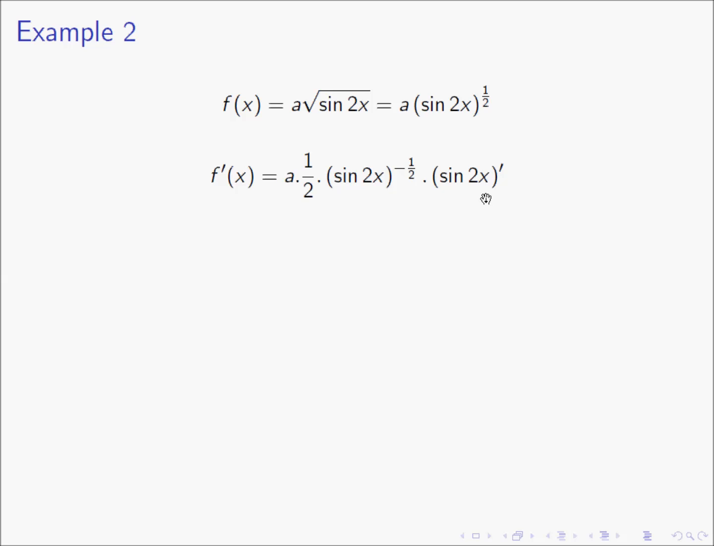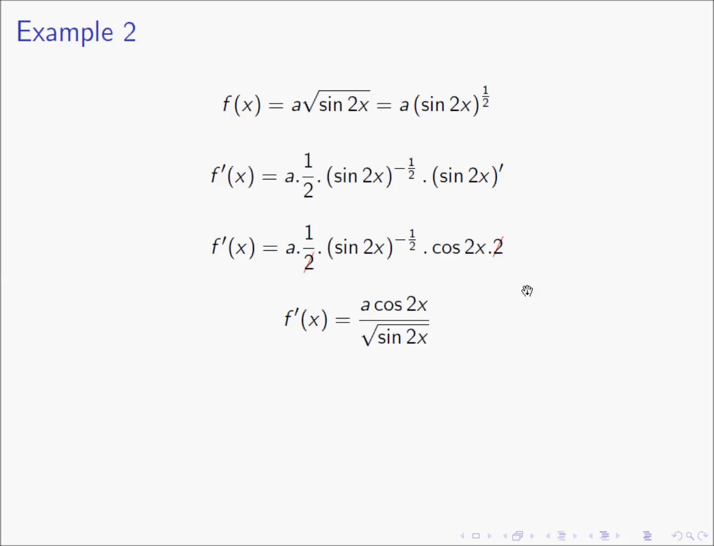In this case the outer function is sine and the inner function is 2x. So this derivative is cosine of 2x, that is the derivative of the outer function, times 2. 2 is the derivative of the inner function, that is 2x. Here we can cancel the number 2, and we get this expression. That's the final answer. So in this video we saw some examples of how to apply the chain rule.